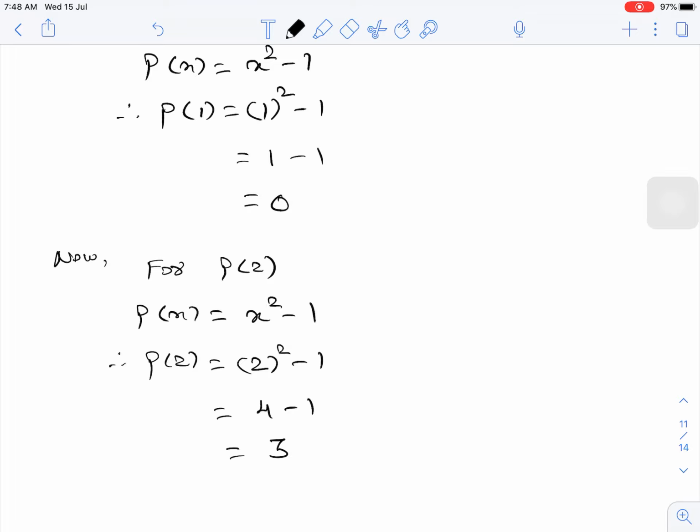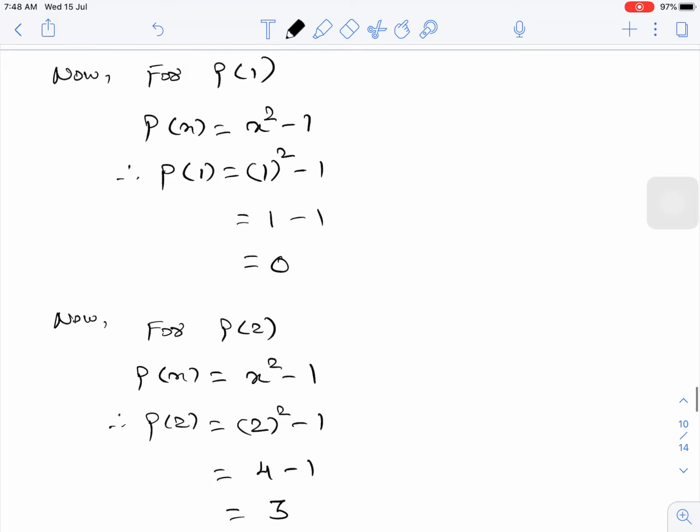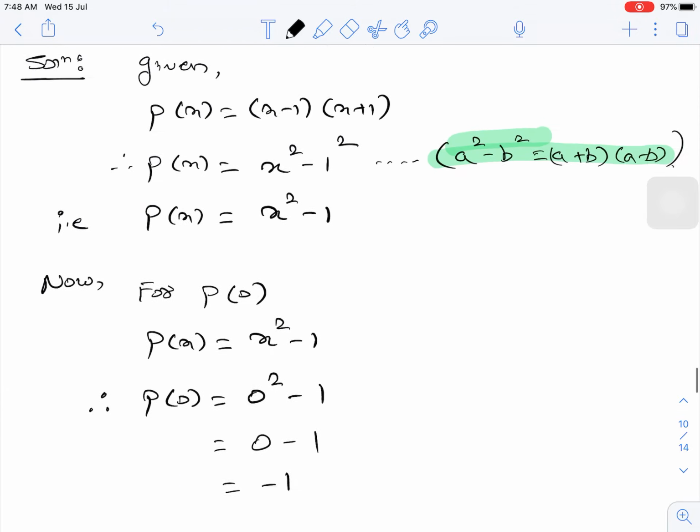So in this way you have to find values of the polynomial. So this much is enough for today.